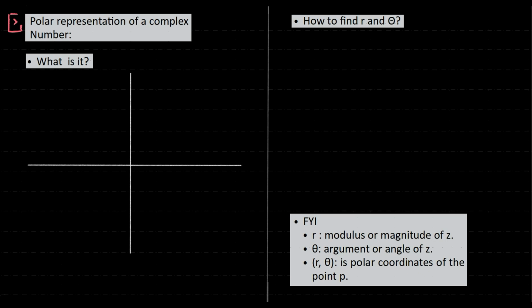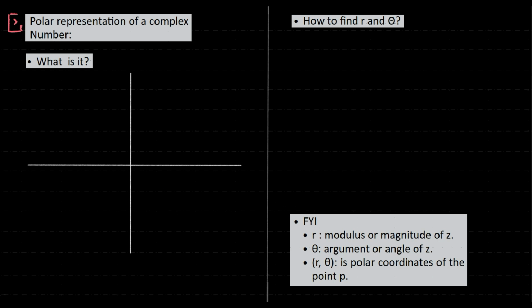We're looking at polar representation of a complex number. So what is it? It's another way of representing a complex number. So how else can we represent it? Using the magnitude and angle. Okay, so that's your answer.